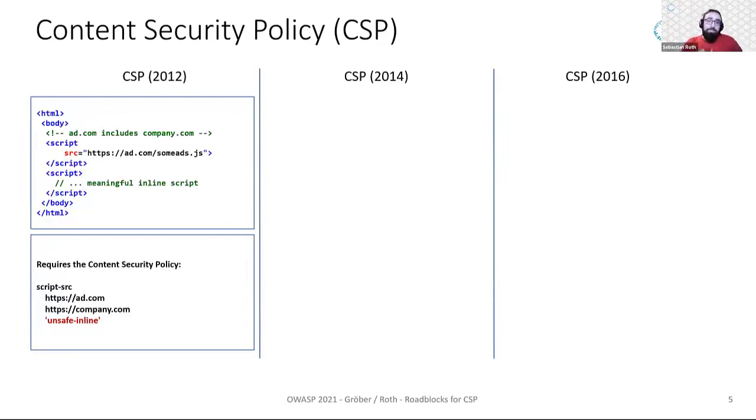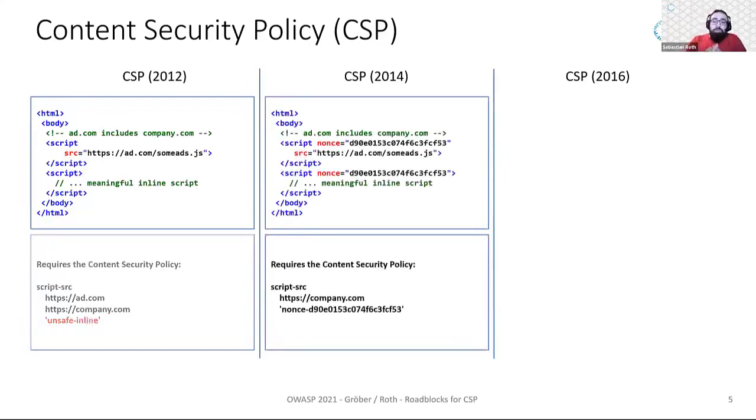Therefore, in 2014, they added support for nonces to the CSP standard. And by embedding such a nonce as an attribute to a script tag, as you can see it in the code snippet here, we can now allow trusted script tags to be executed. So we can also allow inline scripts to be executed. However, ad.com still adds company.com programmatically. Thus, we still need to allow this domain in addition to the nonce in our CSP allow list.